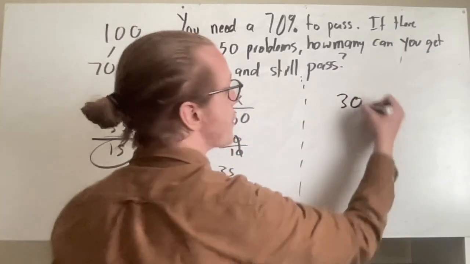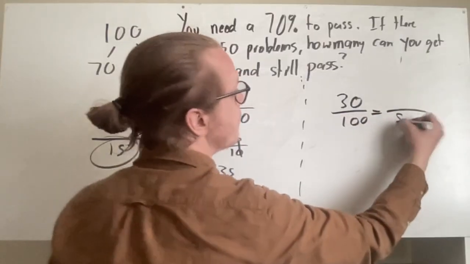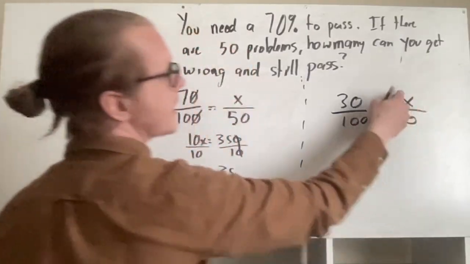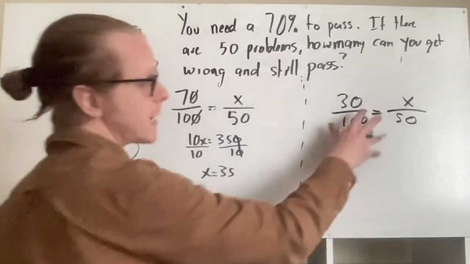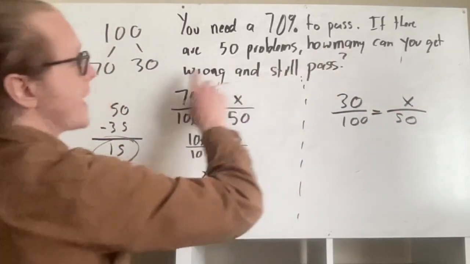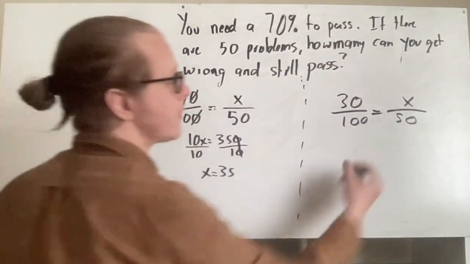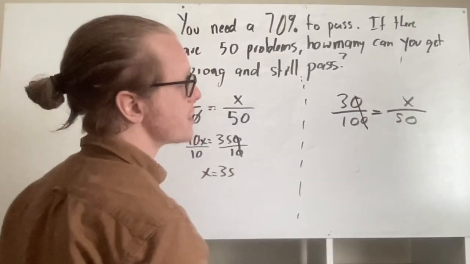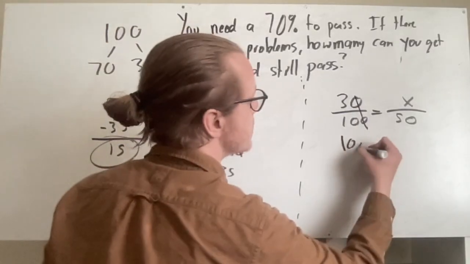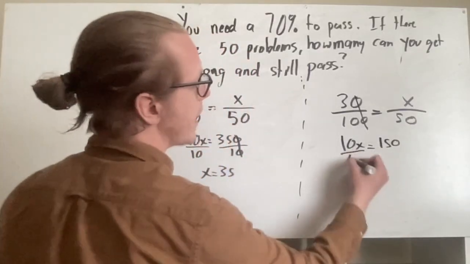So I know I can get 30% of my questions wrong. So if there's 50 questions, well, how many can I get wrong, right? And now when I set up this proportion, I'll solve right away for how many questions can I get wrong. And I won't have to do this extra subtraction step, okay? Simplify our fraction, make our life easier. 10x equals 150. Divide by our coefficient.